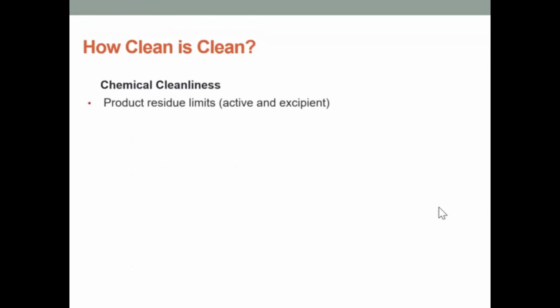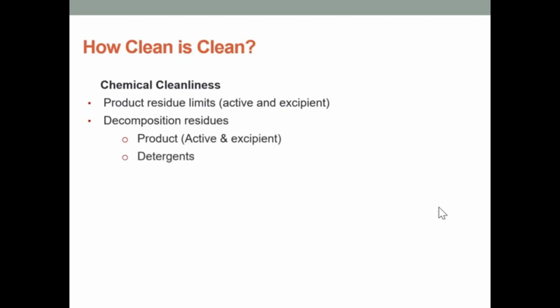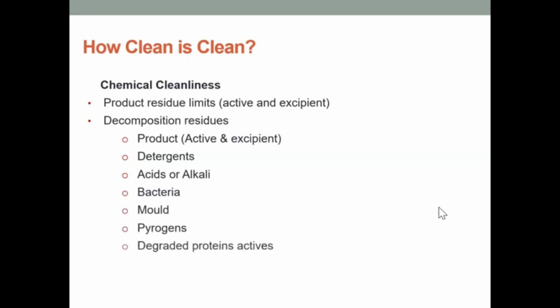For chemical cleanliness, we're looking at product residue, so that could be active or excipient. We're also looking at decomposition residues, and decomposition residues could come from the active product or the excipient. They could come from the detergents that were used as part of the cleaning cycle. They could come from acids or alkalis. They could be bacterial. You could have mold, pyrogens, degraded protein actives, or you could have detergent residue limits coming out of your cleaning agents, or you could have solvent residue limits.